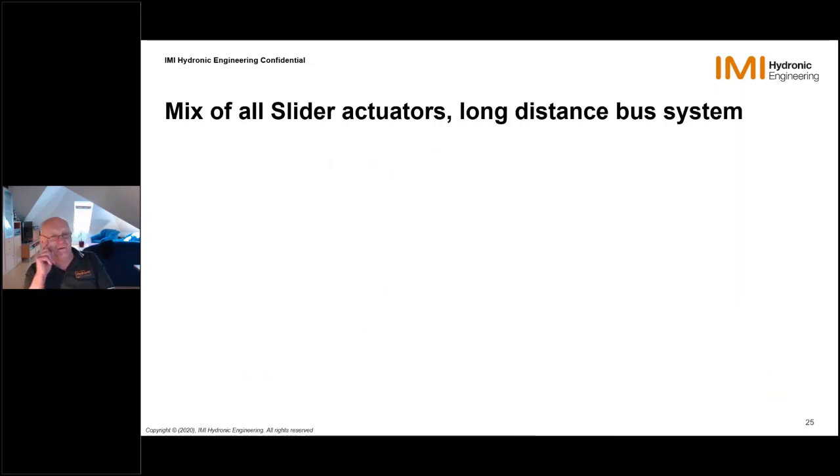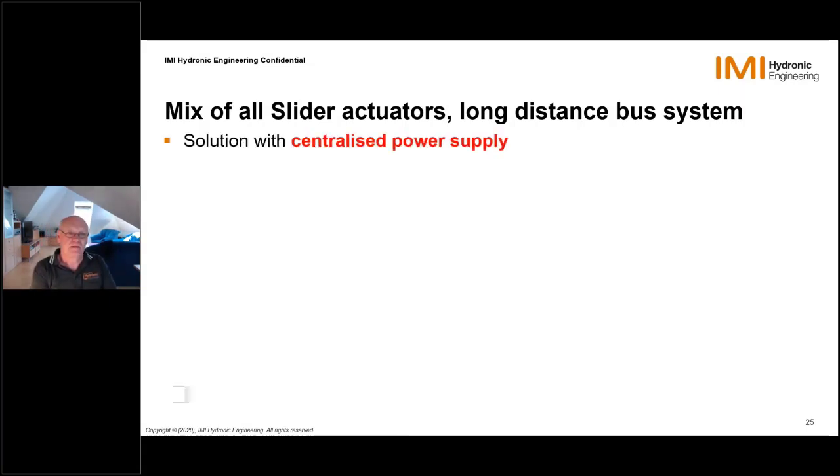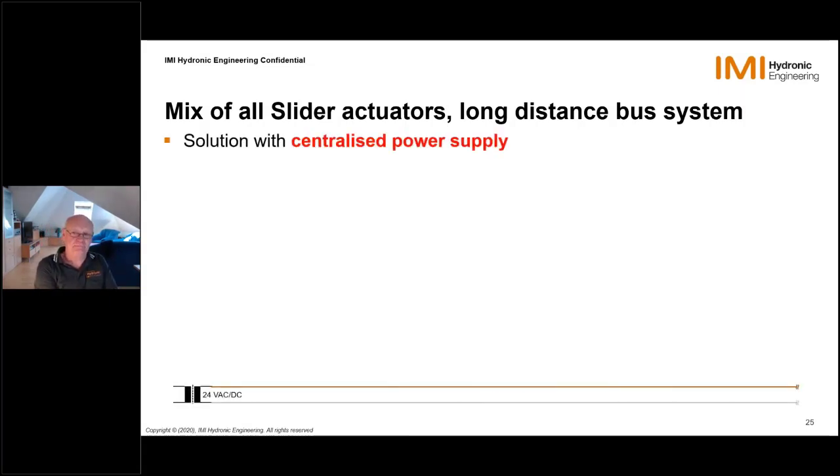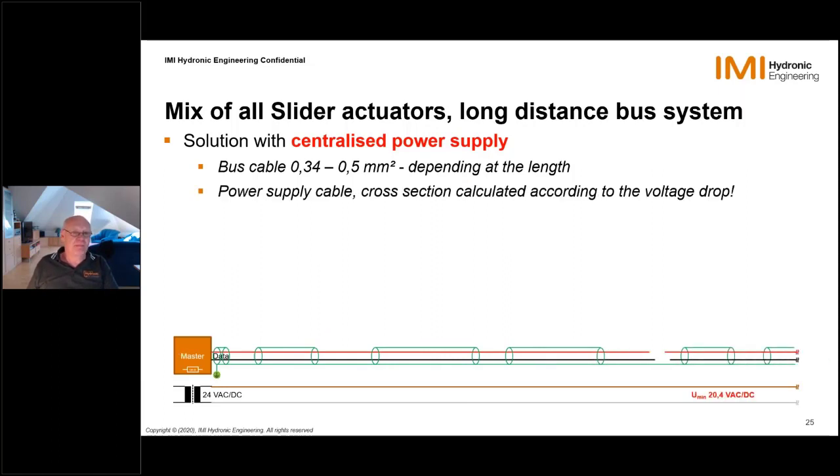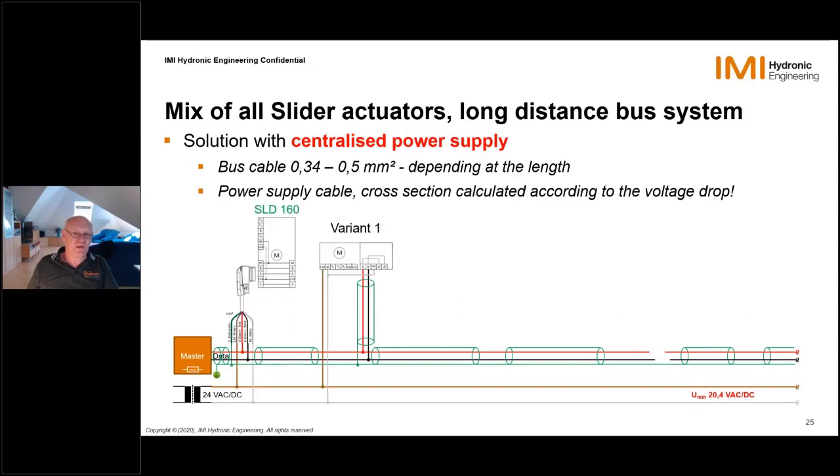So what can we do when we have a mix of the slider actuators in the long distance system? When we use the same power supply again, that makes it a little easier at first. Then we use the bus cable like before, as you see here, and we put our actuators in line. We use the slider 160 with the 1 meter A cable here, and then the same solution for the slider 1250, for instance, as variant 1.